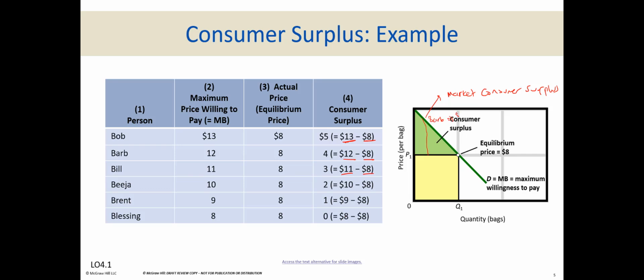Barb has $12 of willingness to pay, and the price is $8. So this distance, you see, this is Barb here, and the equilibrium price, which is $8. This distance, which is $4, is the consumer surplus of Barb. And if I want to find the consumer surplus of the market, there's another person here. I'll calculate that one. Another one, and assume that this is a continuum line. There are no steps, and therefore it's going to be the area of this triangle, which is the consumer surplus.